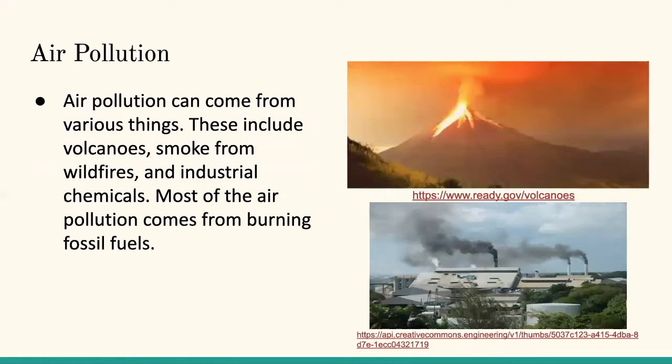Air pollution can come from various things. These include volcanoes, smoke from wildfires, and industrial chemicals. Most of the air pollution comes from burning fossil fuels. Pictured at top is a volcano erupting. You can see lava flowing down the left side of it. And our picture below is of 3 factories. So you can see the smokestacks up top producing black smoke.